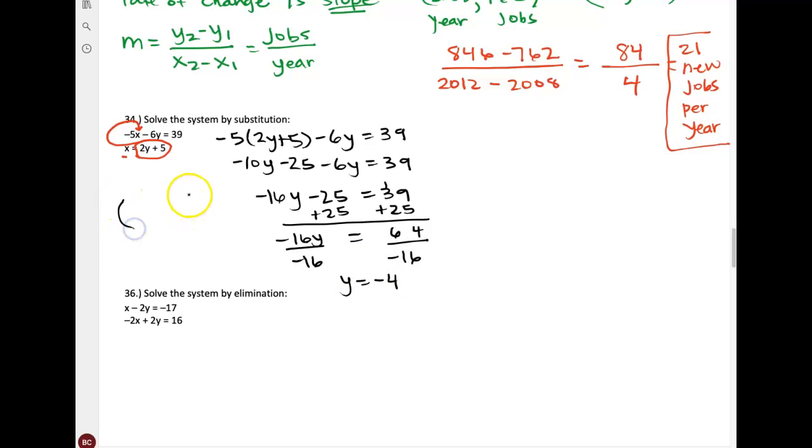Sometimes students think, oh gosh, I did all this work, I've got to be done, right? But no, we just found our y value. But you also need to know what your x value is, right?